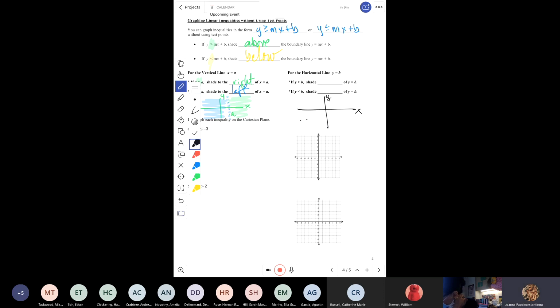So let's say I have B here. If I'm shading greater than B, which direction am I shading? I'm shading above it. There's B. And if I have less than, I'm shading below.